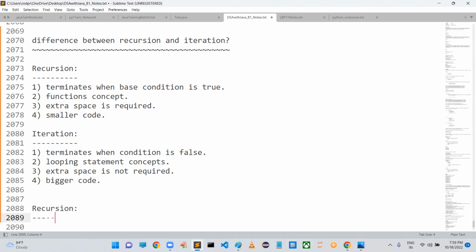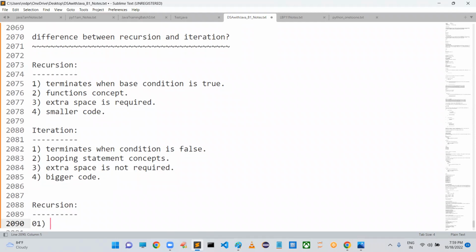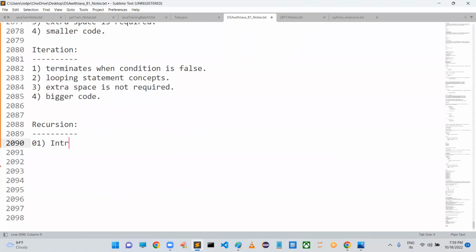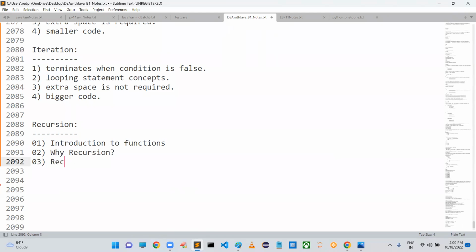On the recursion topic, what subtopics did we cover? First we saw the introduction, introduction to functions. Then why recursion, why the recursion concept is required. That part also we have seen. Then finite and infinite recursion. Before that, we have seen the base condition, right? What is meant by base condition, and how to develop it, we have seen.